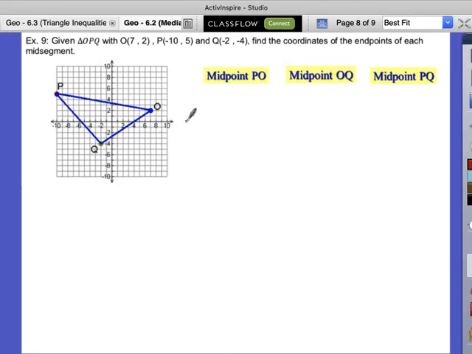Okay. So what we do for midpoint, if you don't remember, this is old school. For the midpoint, you take x plus x divided by 2, comma y plus y divided by 2. You do the average of the x's and the average of the y's. The average of something is adding them up and dividing by the number of things you added.